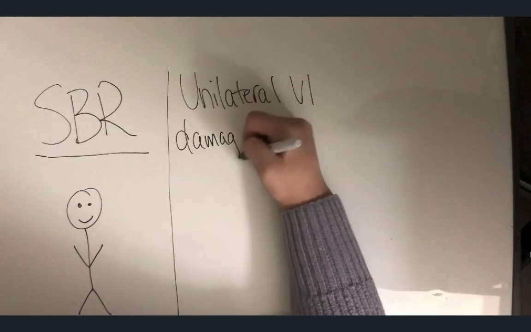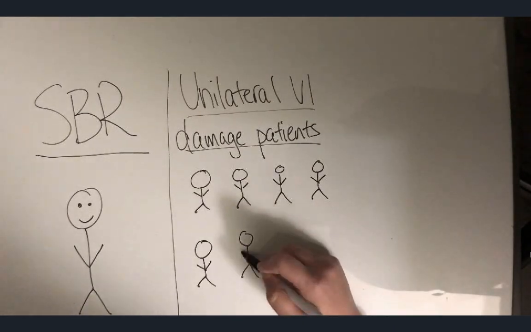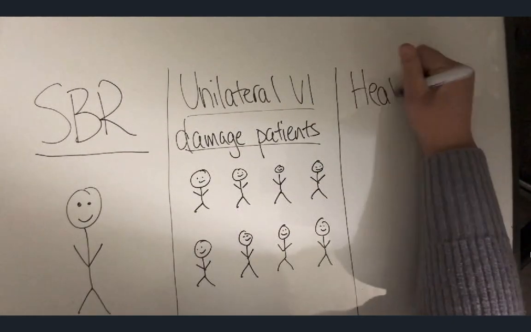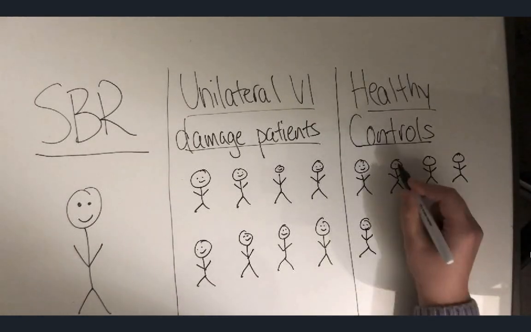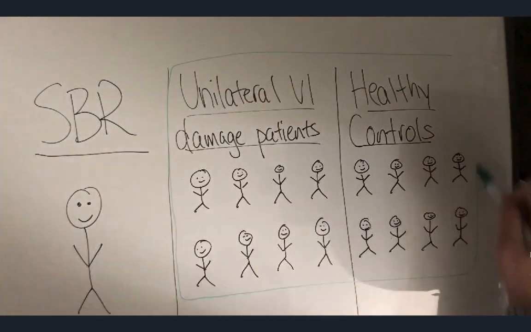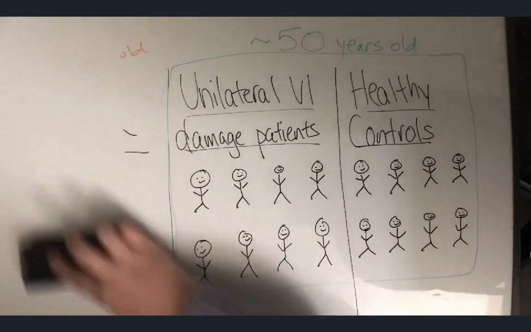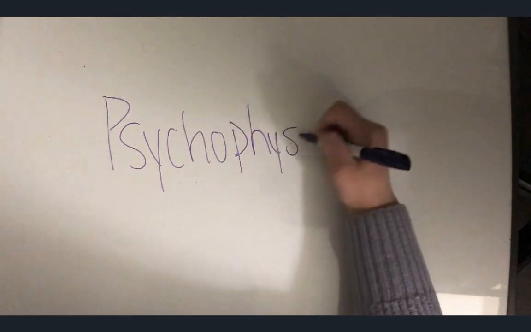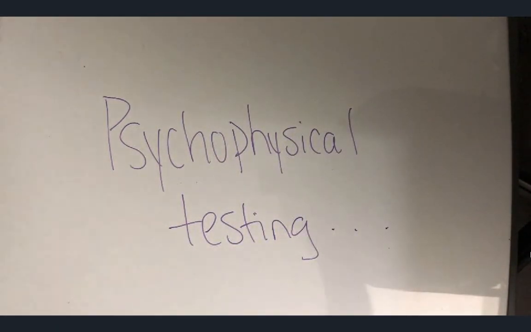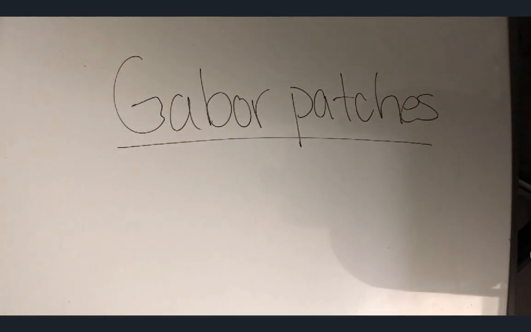In order to explore these comparisons, two study groups were recruited in addition to patient SBR: 8 patients with unilateral V1 damage and 8 healthy controls, with both groups averaging around 50 years old. Before the fMRI experiment, psychophysical testing was carried out for the patients with unilateral or bilateral damage to quantify their visual performance based on their ability to detect Gabor patches of differing contrasts.